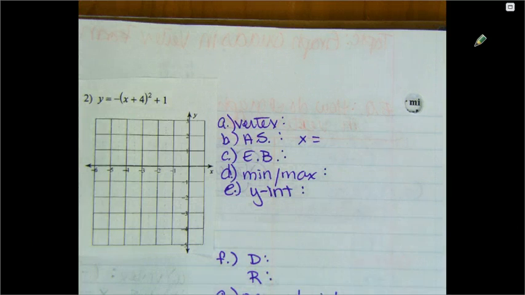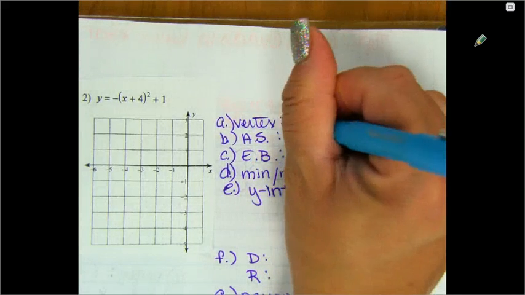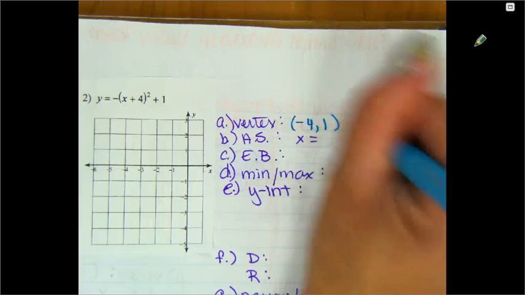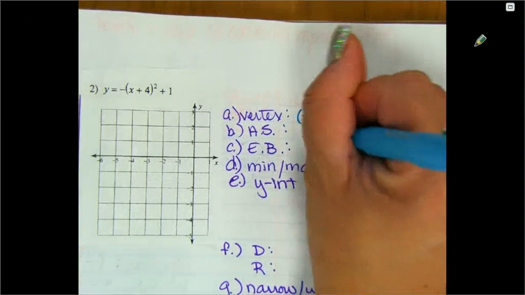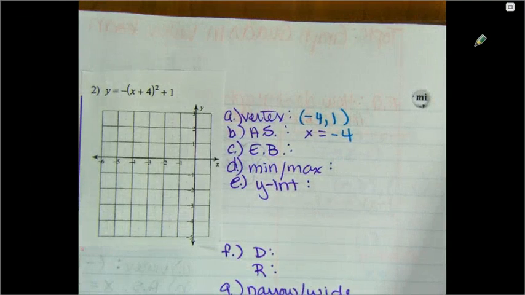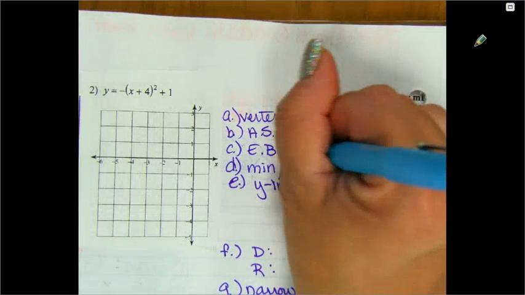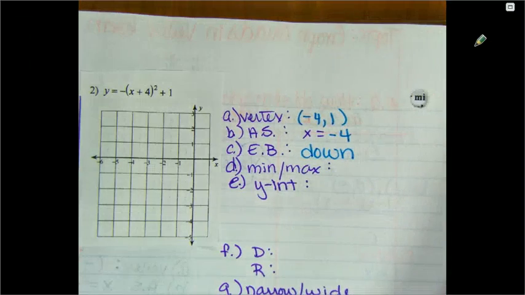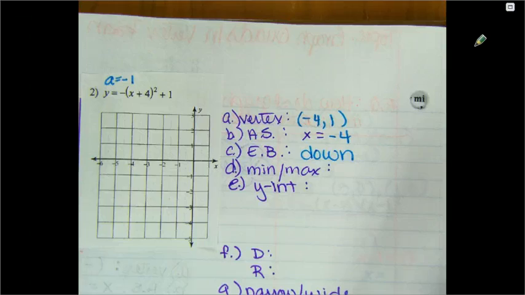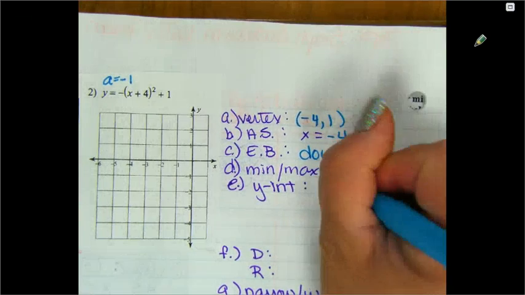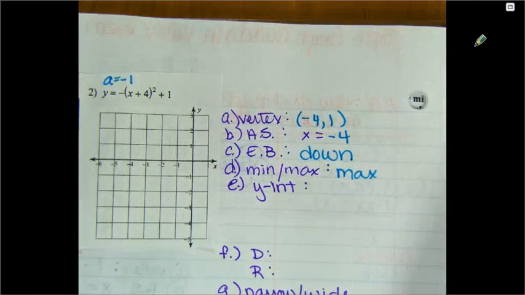All right, let's do this. Vertex, what are you? (-4, 1), yes? Okay, axis of symmetry: x equals -4, good? And behavior, up or down? Very good. What's it based off of? A, which is negative what? Negative 1. Min or max? Max, because it's going down.